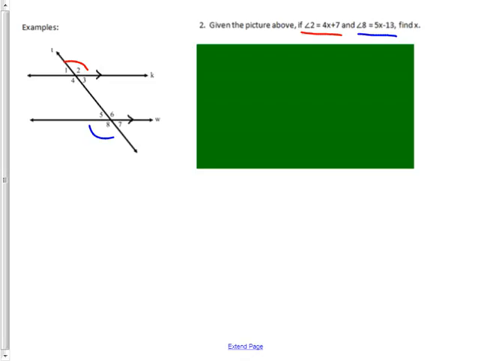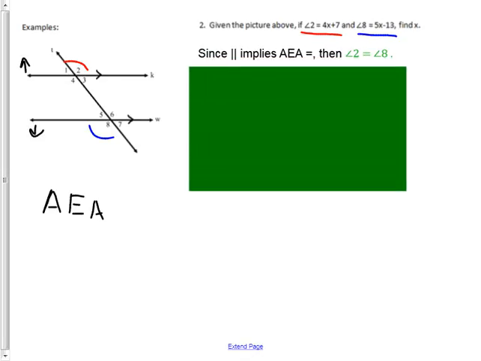These are both outside of our parallel lines, so they're exterior angles, and they're on opposite sides of our transversal. 2 is on the right, 8 is on the left, so these are alternate exterior angles. Since we have alternate exterior angles, the fact that K and W are parallel implies that alternate exterior angles are equal.